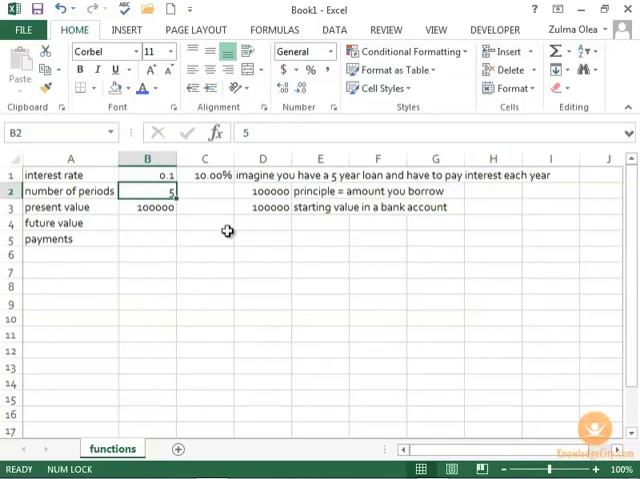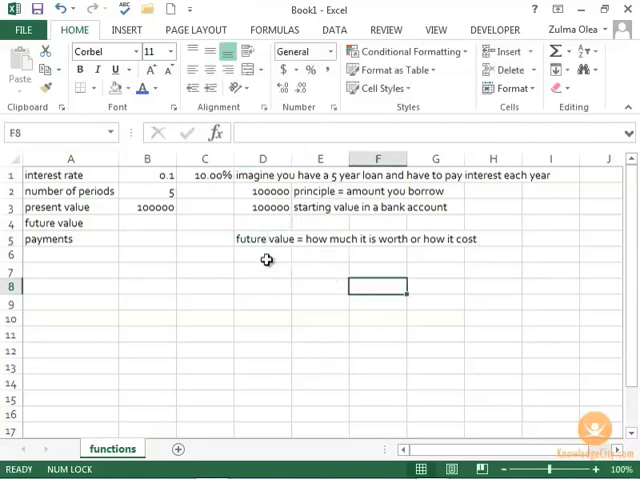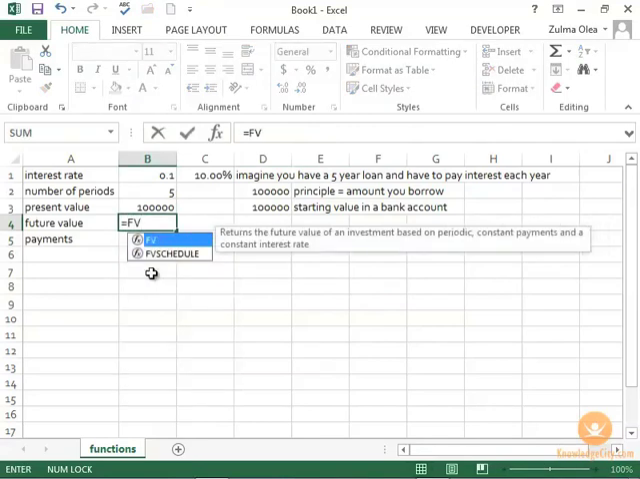So how much will it be worth is future value. So I'll tell you that. Future value equals how much it is worth or how much it will cost, depending on whether you borrowed the money or you have the money in the future. So here, future value. So here I do equals FV, future value of an investment, or if I borrowed money, how much I'll pay.